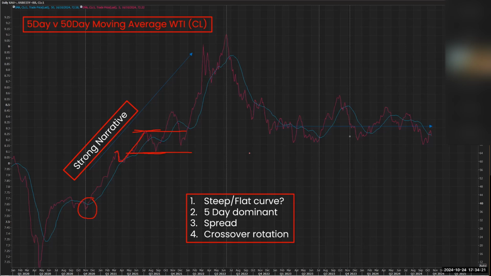Now one thing you'll notice is I don't even have a price of oil on this chart. Why? Because it doesn't tell me anything about the trend. It just creates a lot of confusion and noise. These are simply two moving averages.